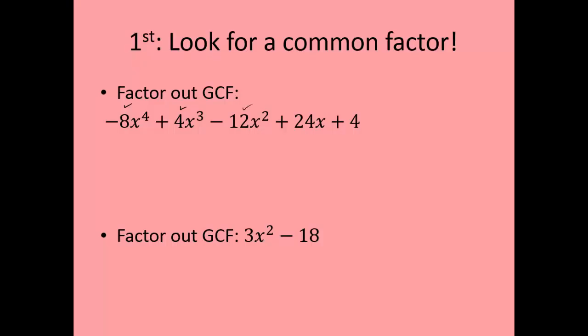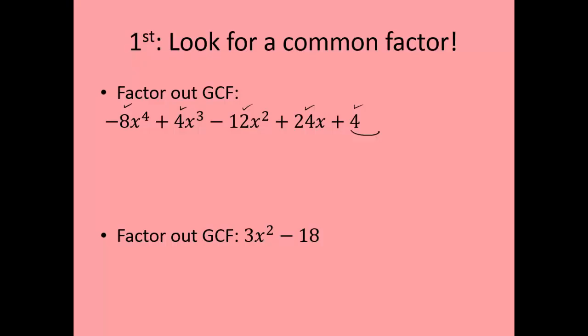Next, we have 12. 12's factors are 2, 3, 4, 6, and 12. The largest one it has in common with 4 is 4. So far 4 is the greatest common factor. Does 4 go into 24? Yes. Does 4 go into 4? Yes. So 4 is the greatest common factor of the coefficients. Then you need to look at all the x's in the terms. Do all the terms have x as a factor? No. Look at this one. No x. If any of the terms don't have x, then x is not a common factor.